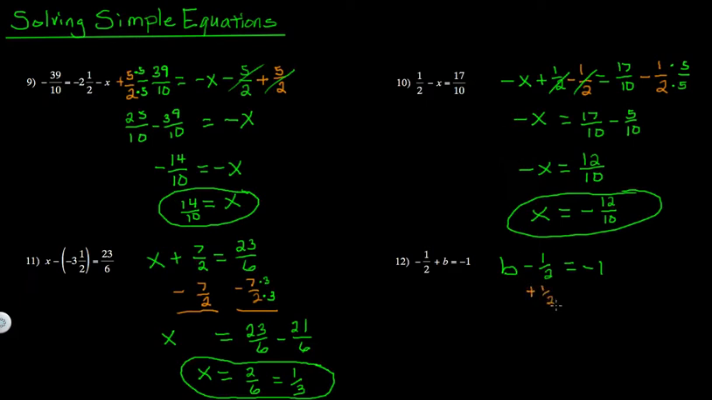So add 1/2, add 1/2. On the left, our 1/2s cancel out. Minus 1/2 plus 1/2 becomes 0, so we're left with just b. And on the right, we have negative 1 plus 1/2. And we could solve that, but we can just think about it using mental math and know that we're going to be left with a negative 1/2 for b. And that's our answer. Of course, we can check all of these by substituting our answer back into the equation and seeing if we get a true statement.